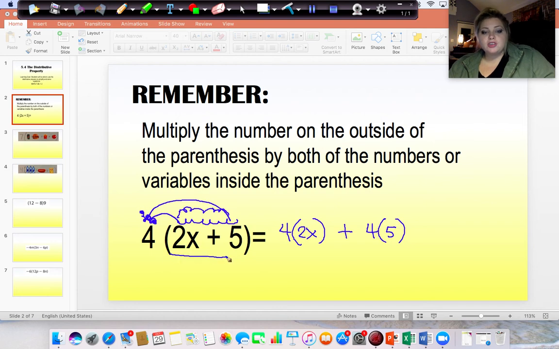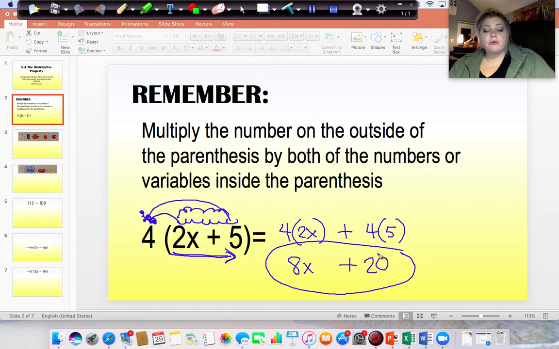Always start left to right in your parentheses. Sometimes this number will be at the back, but still multiply it by both of the numbers or variables inside the parentheses, but always start left to right. So 4 times 2x is 8x, and 4 times 5 gives us 20. Now, this is as far as our expression can go because we don't know what x stands for. If we knew what x stood for, then we could multiply x times 8 and add that to 20. But because we don't know what x stands for, we cannot add a variable with a number without a variable. They do not add together.